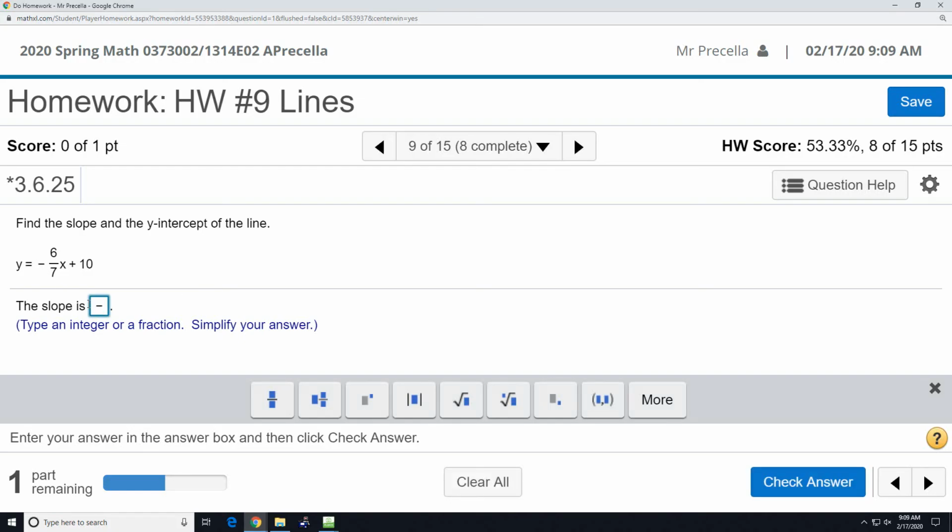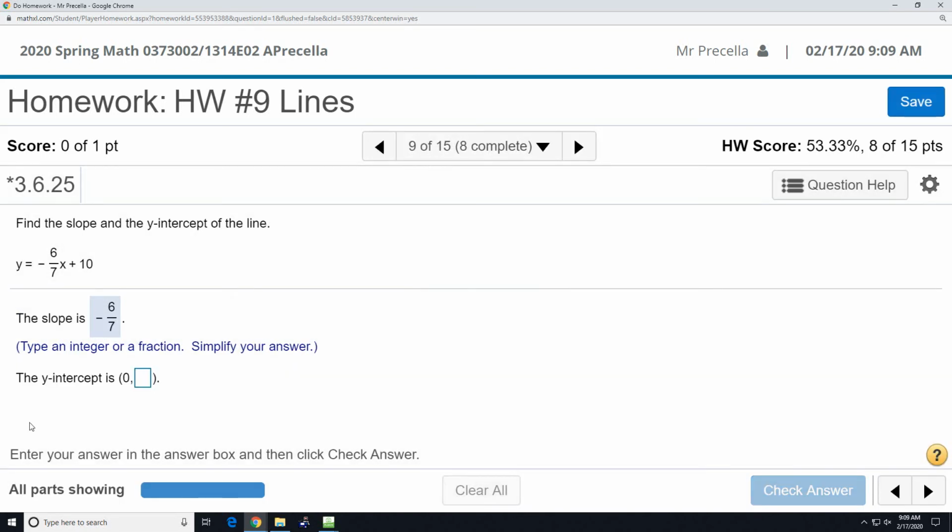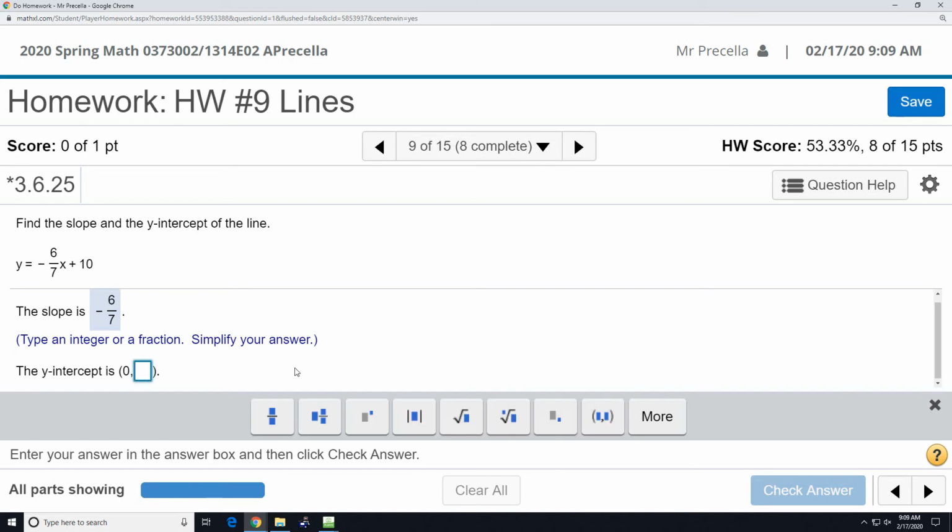Okay? So -6/7. And you'll notice for the y-intercept, they're making it easy for you. I don't think it's like that on the next one. I bet it isn't. They've already set it up as an ordered pair. 0, so you know that what goes here? 10. Okay.